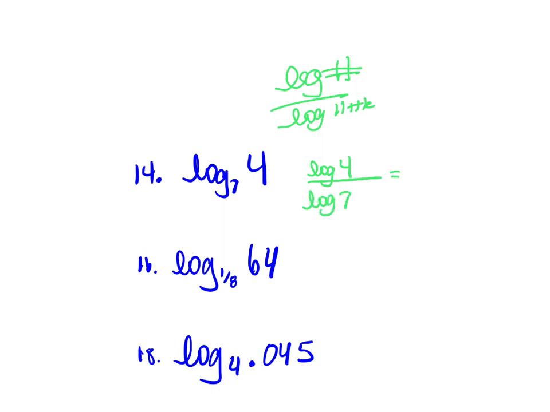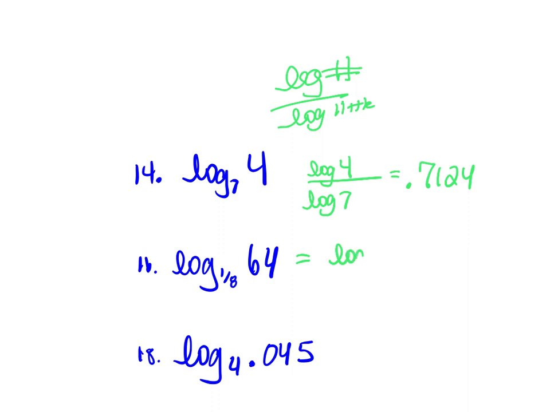This is how you would show work. And in your calculator, you literally hit log 4, close your parenthesis, divided by log 7. And I'll tell you what to round to. But here I get 0.7124. We'll round to 4 decimal places.